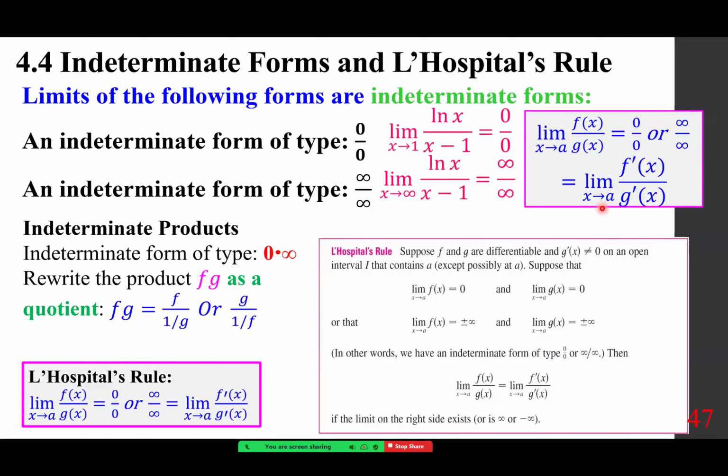We have other indeterminate forms. We'll discuss them as we come across them. Indeterminate form of type 0 times infinity. In that case, we write fg as a quotient, fg as f over 1 over g, or g over 1 over f. One of them makes 0 over 0, one of them makes infinity over infinity, and you have to decide which one makes your life easier.